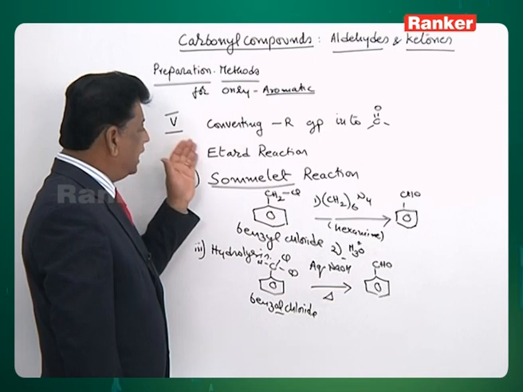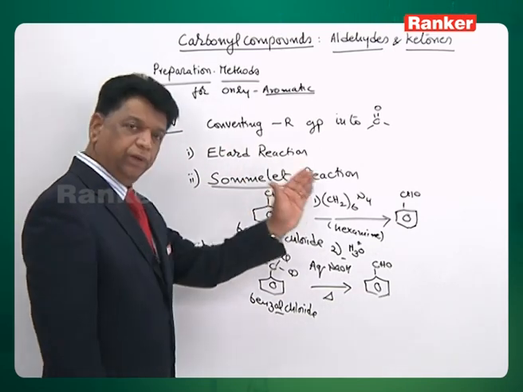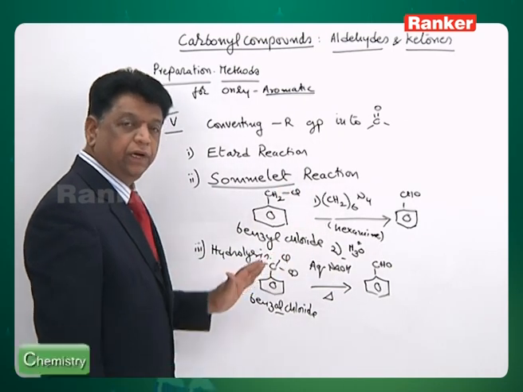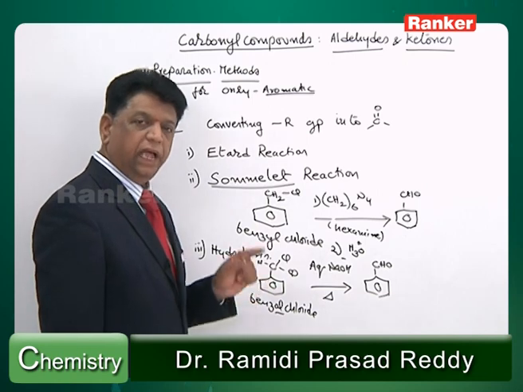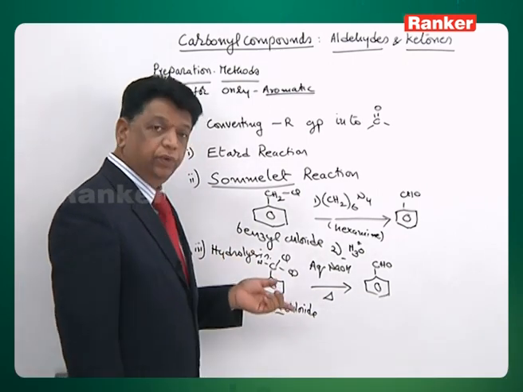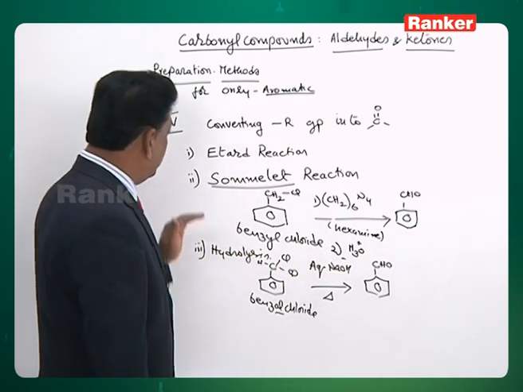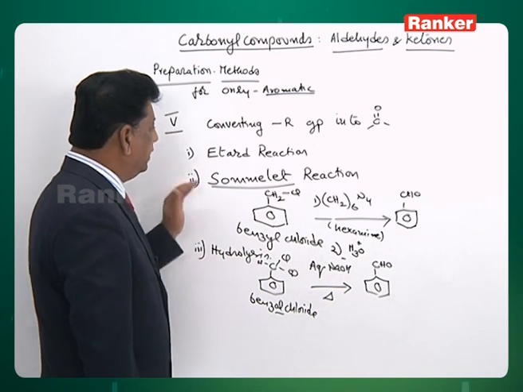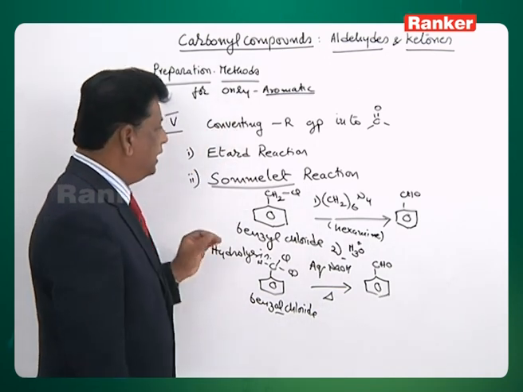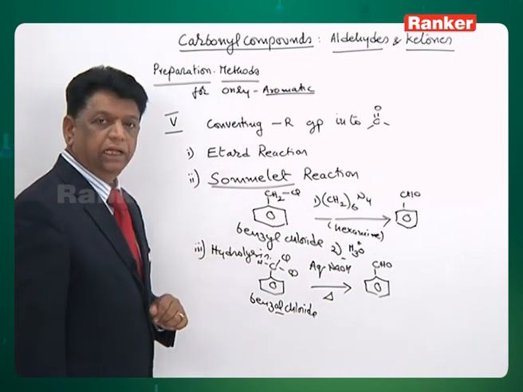So, a methyl group may be oxidized, monochloromethyl can be oxidized, dichloromethyl can be oxidized, trichloromethyl through acid to calcium salt and reduction, or acid to acid chloride and then reduction will give the benzaldehyde. So, all these methods are by converting an alkyl group into the carbonyl, we can achieve a carbonyl group containing aromatic compound. This is the last method.